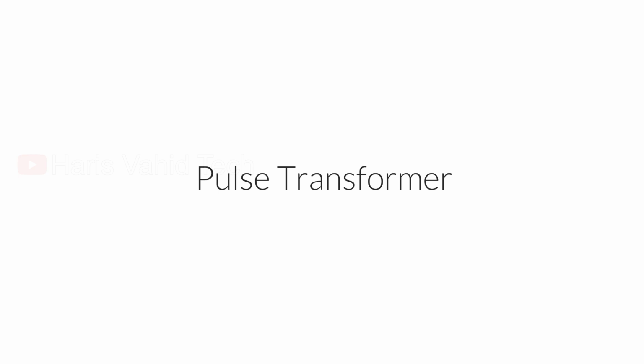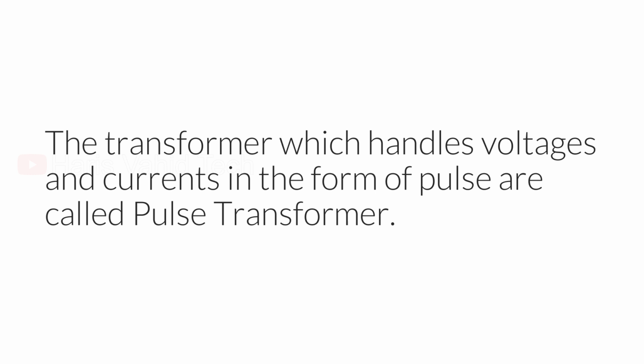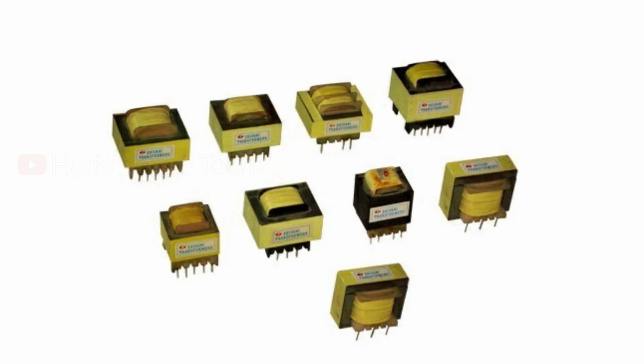Next one is the pulse transformer. The transformer which handles voltages and currents in the form of pulses is called a pulse transformer. Pulse transformers are mostly used in power electronic circuits as an isolating transformer to isolate source and load. It is also used in television, radar, digital computers, etc.